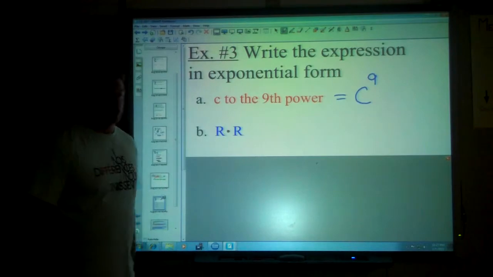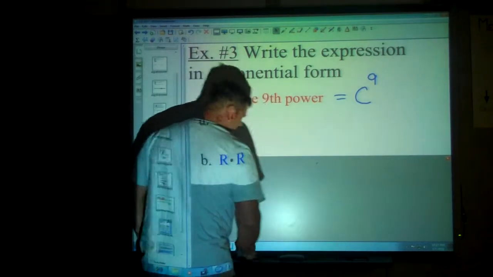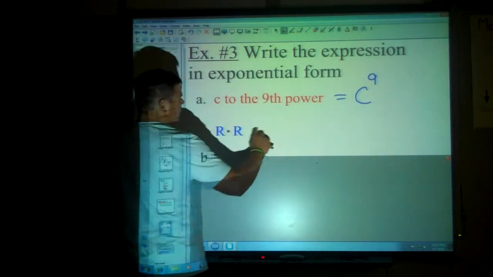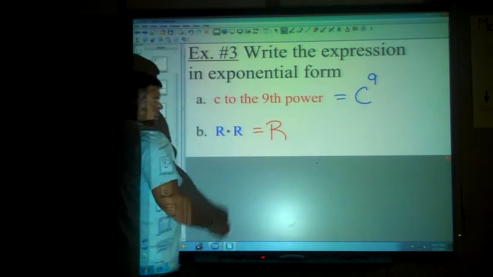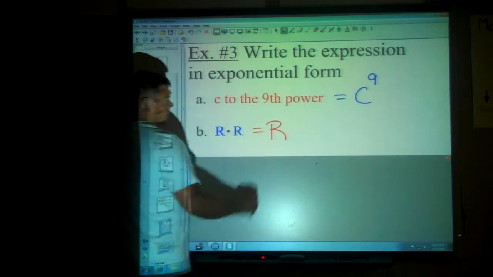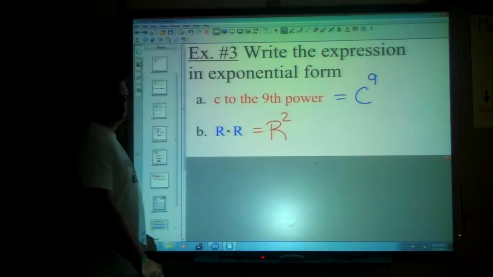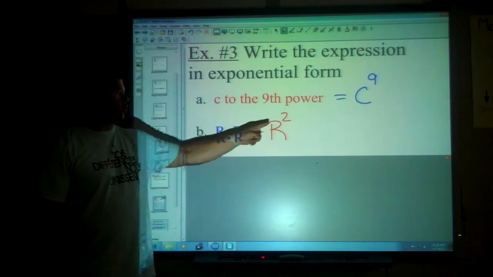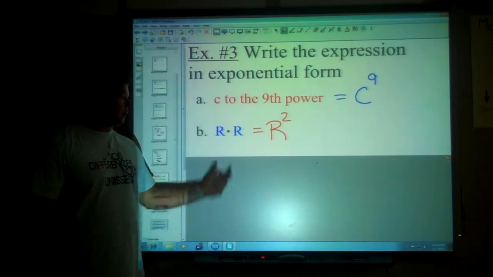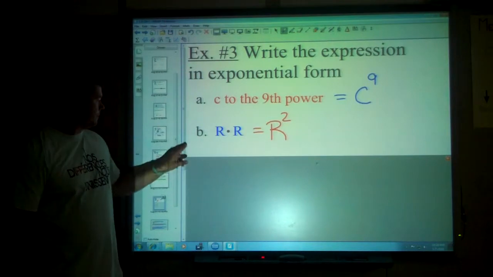R times R. What value is the base? The base is R. How many R's are being multiplied together? 2. R squared. R squared would mean that there were 2 R's being multiplied together, which is exactly what we have here.